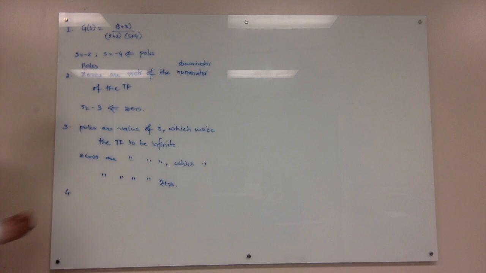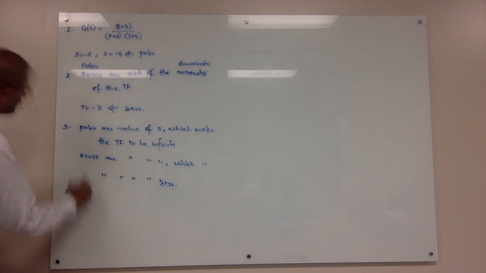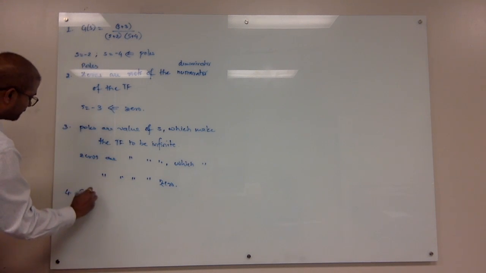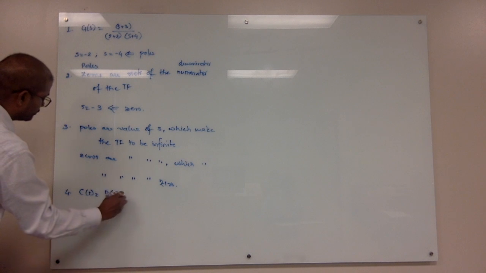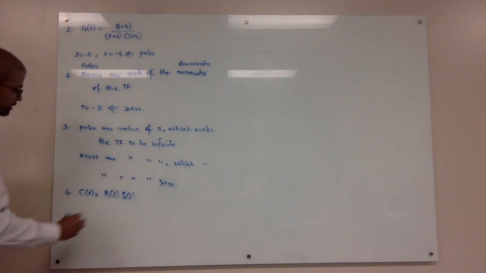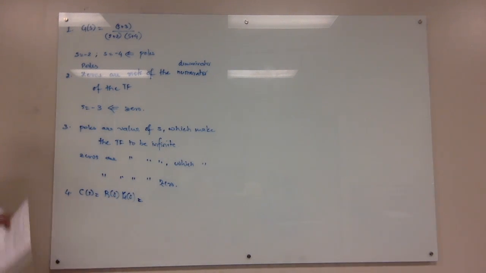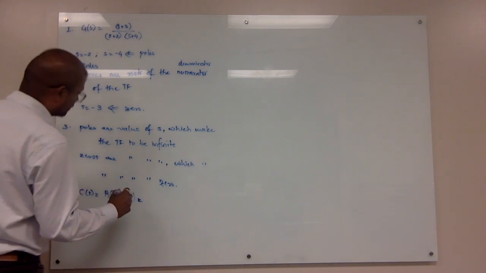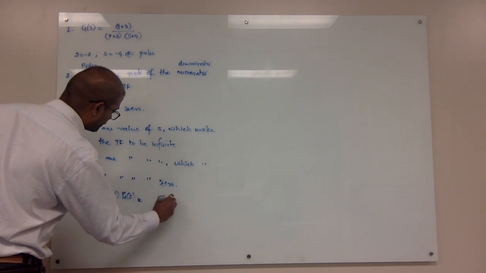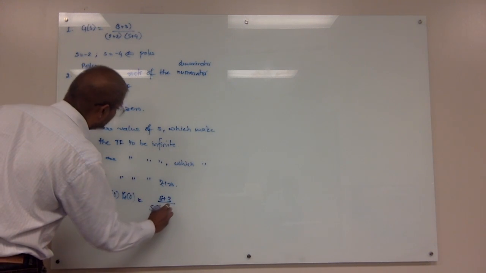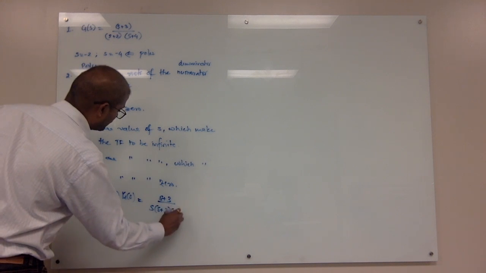General response. I think most of you should have gotten this. If G of S is that, what is C of S? R of S times G of S, right? And what is R of S here? Does it tell you what R of S is? It says there. Look at that. It says unit step input. Yeah. Okay. So simply this would be S plus 3 over S times S plus 2 times S plus 4.